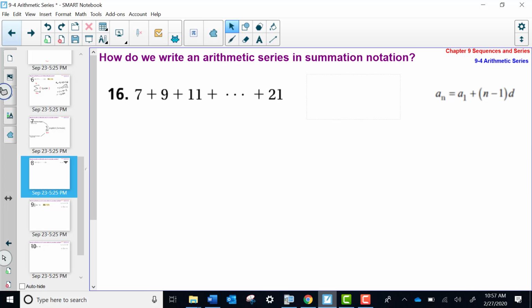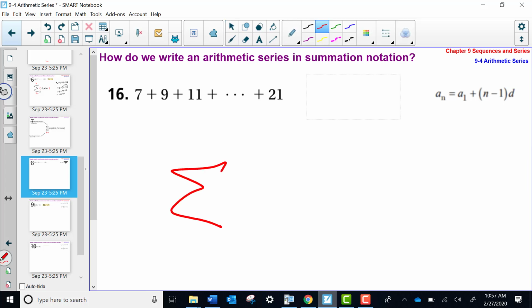So just so we have more practice, let's write this in summation notation, and then that's the end of the lesson. In summation notation, we have sigma. What goes on top? How many terms are there? 8. All right. So 8 goes on top. What goes on bottom? N equals 1 always goes on bottom.